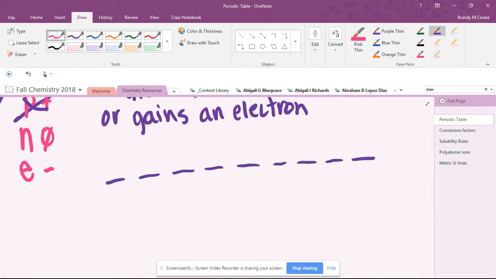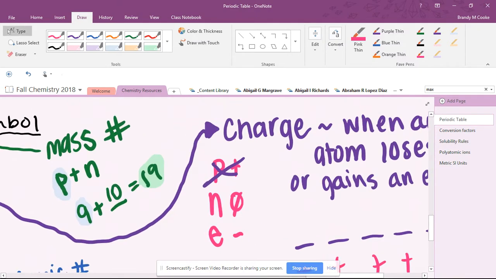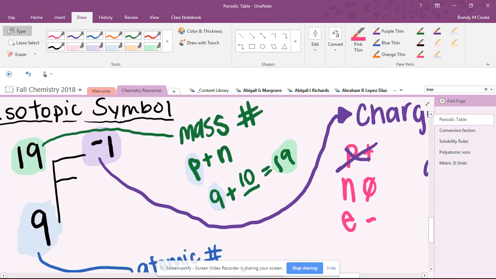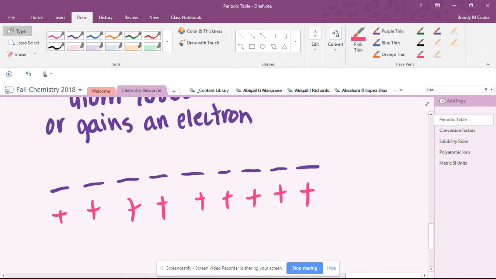And then we have protons. 1, 2, 3, 4, 5, 6, 7, 8, 9. So this is the happy fluorine. This is the fluorine from the periodic table. It has 9 protons, 9 electrons. It's happy. It's neutral. But here now we have fluorine with a -1 charge. Now, if I take away a proton, does that make it -1?